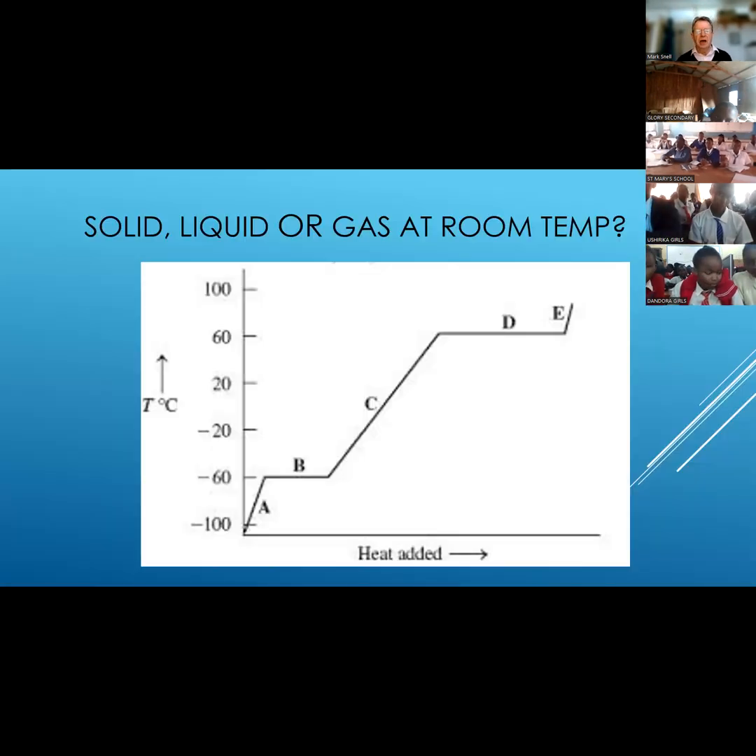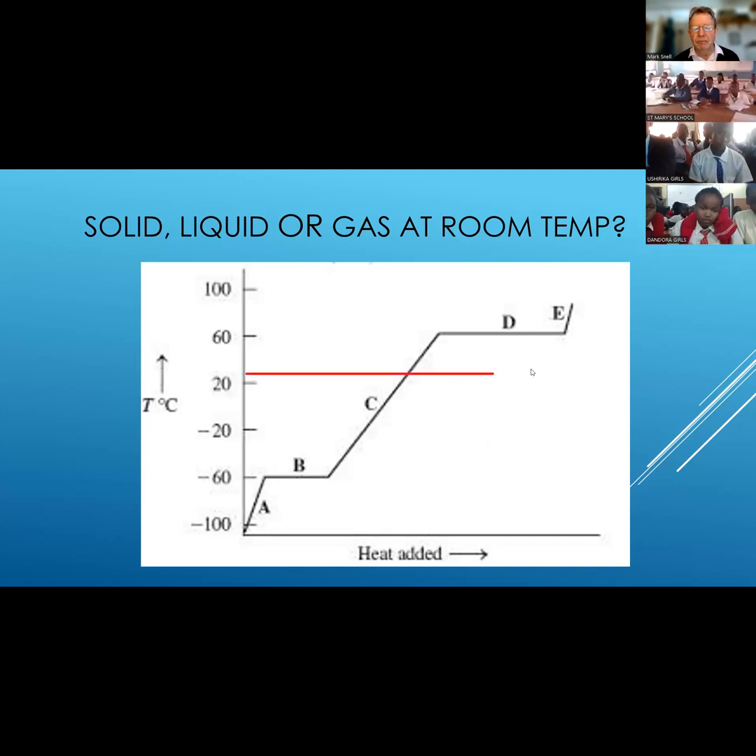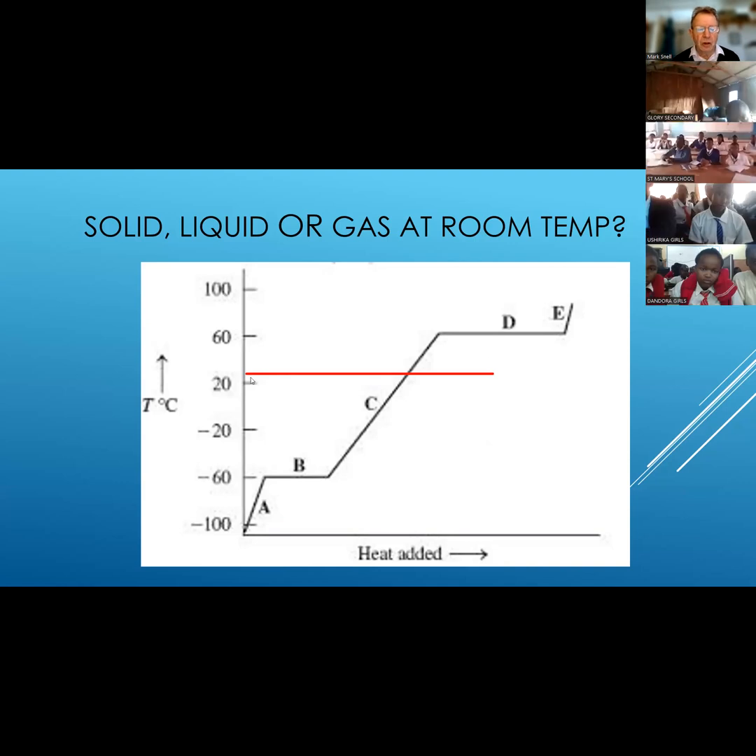Okay, so sometimes they ask you whether something is a solid, liquid, or gas at a particular temperature. And the normal temperature is room temperature. Room temperature is 25. So all you do is to draw a line from 25 across, and you see which part of the graph interacts with it, and you say, it's that bit, solid, solid, liquid, liquid. So this chemical at room temperature is a liquid. Okay, important that you can do that.